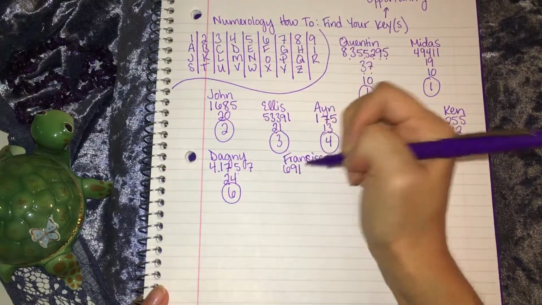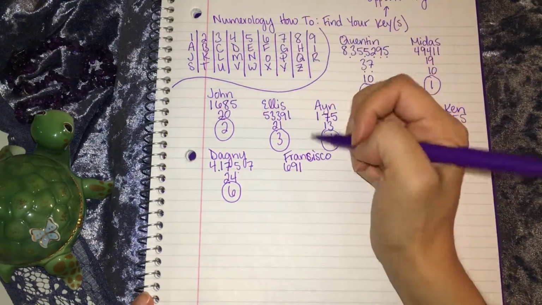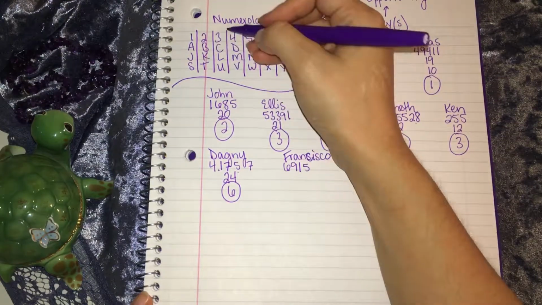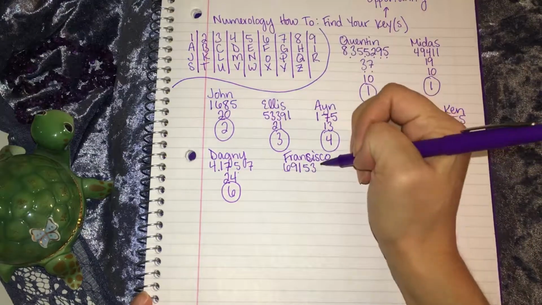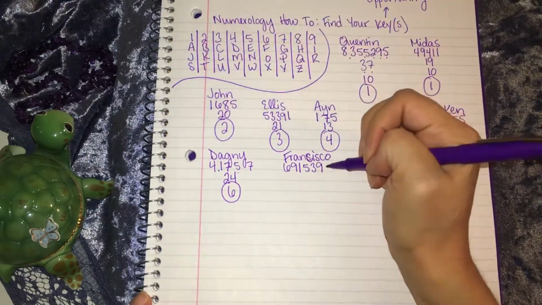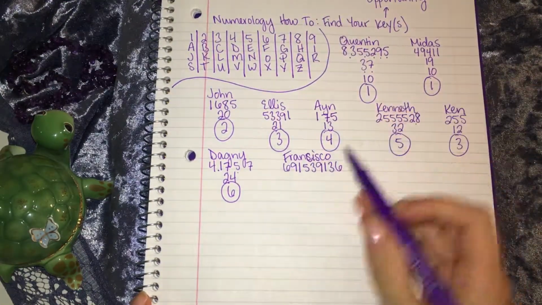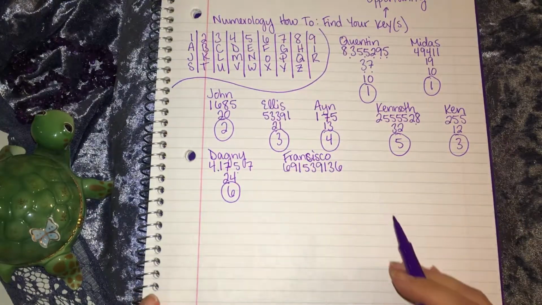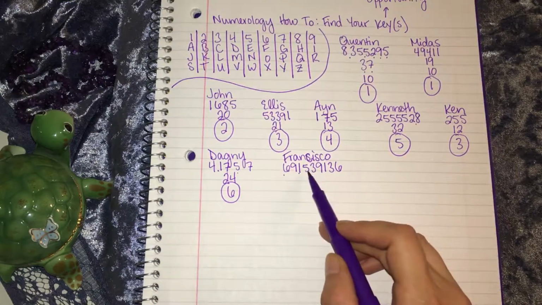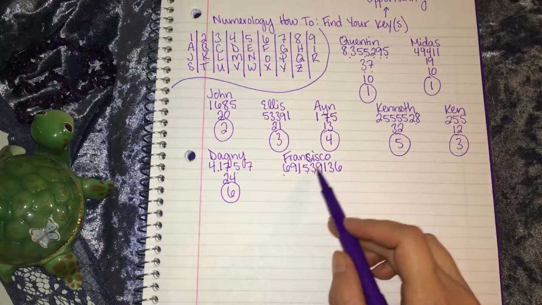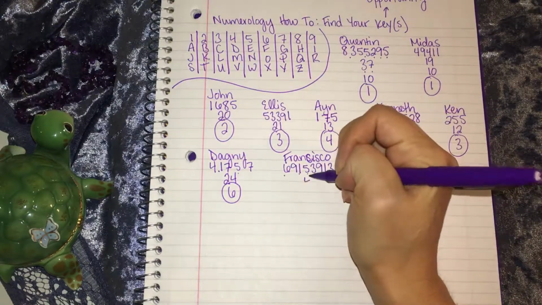R is 9, A is 1. Hopefully that's the most obvious one. So A is 1. N we've seen a lot, that's 5. C is 3. And I is 9. S is another 1. C is another 3. And O is 6. And then you just have more adding to do with longer names, but you'll still come down to one number. So that's 16, 21, 24, plus 10 is 34, 37, 43.